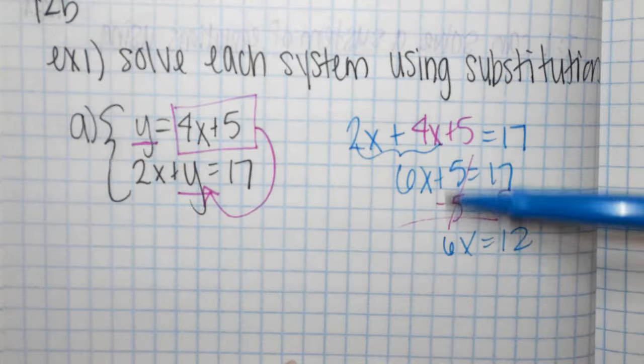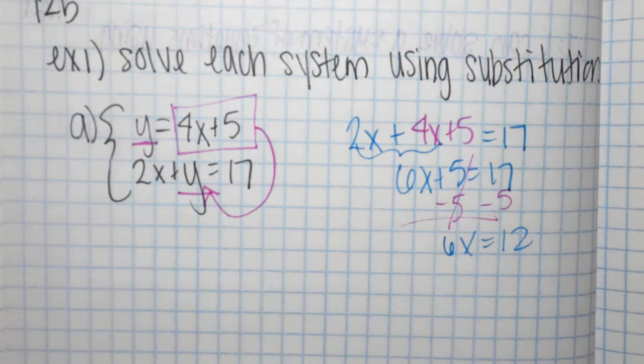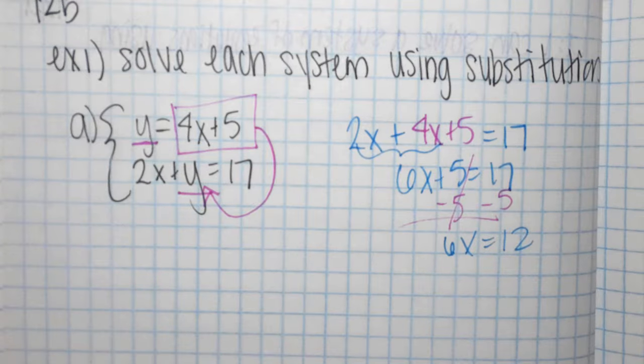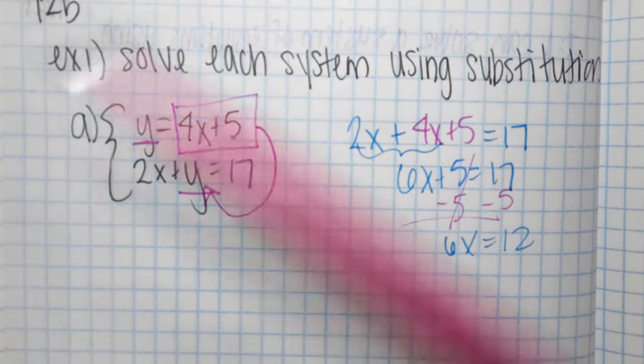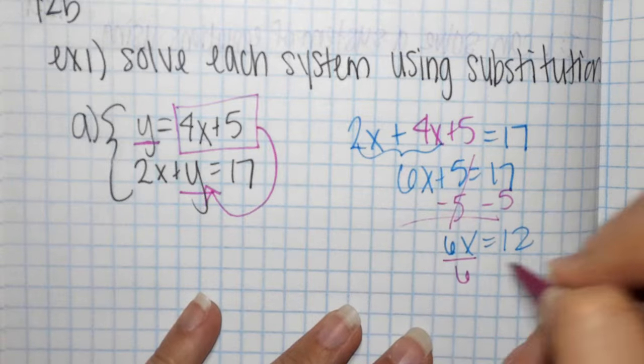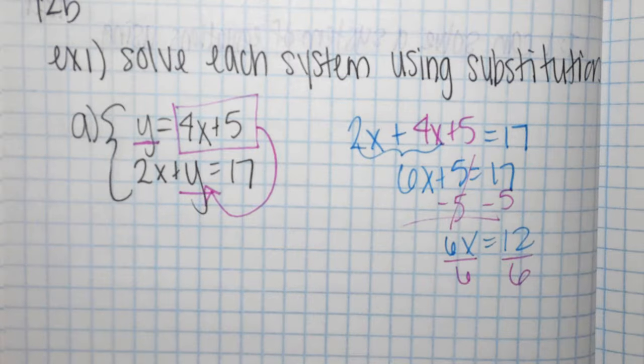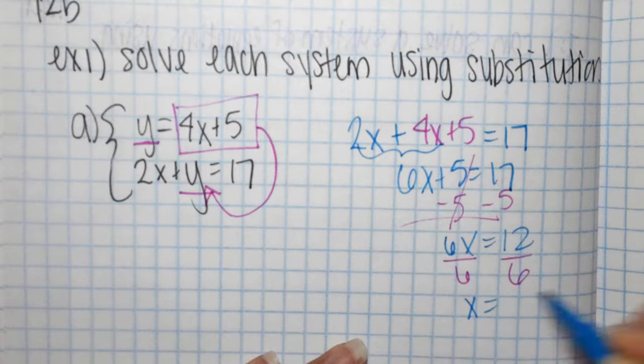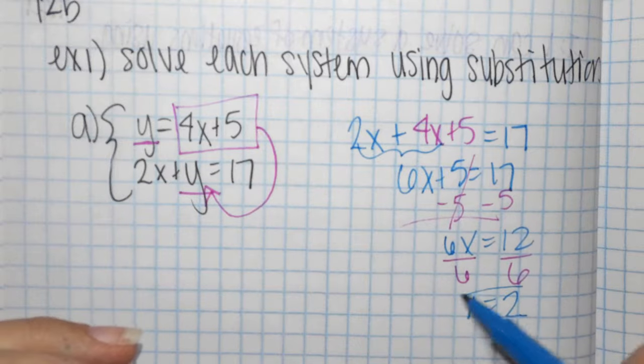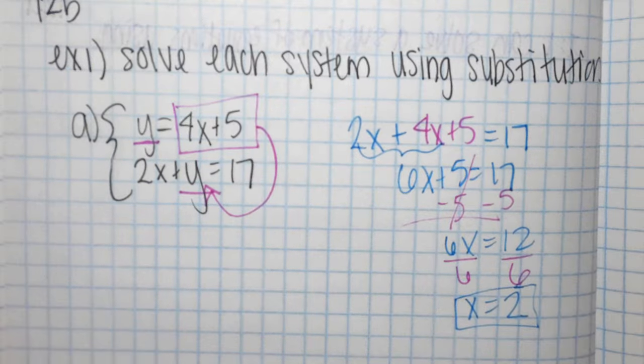Because we have to do the opposite of plus, and it's minus. All right. Adam, can you tell me what to do from here? Divide by 6, and what does x equal? 2. Take a point, Adam. Take a point, Troy.